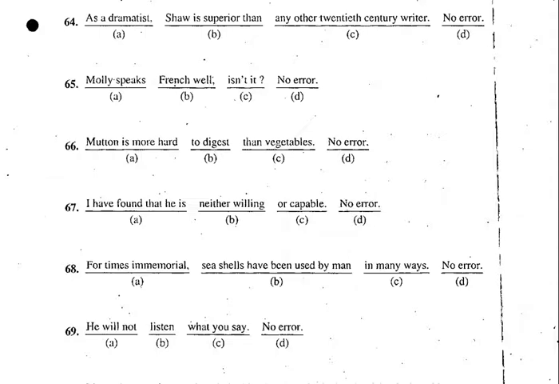So here, what are those words? Let's remember. The words like senior, junior, superior, prefer. So at the end, what is there? R is there. Either ER or OR is there. Prior to, inferior to. So in the case of all these words, what is to be used? To is to be used in the comparative degree. So what will be the correct sentence here? As a dramatist, Shaw is superior to any other 20th century writer.